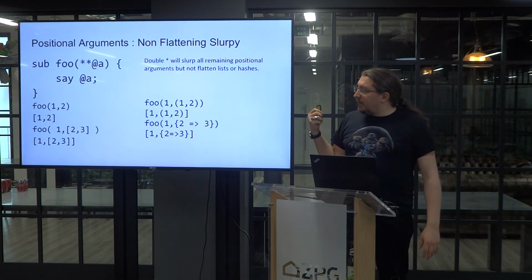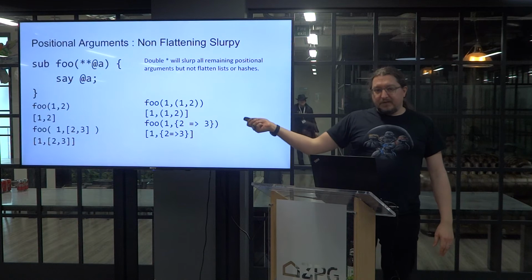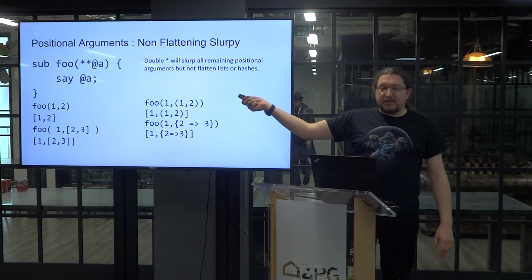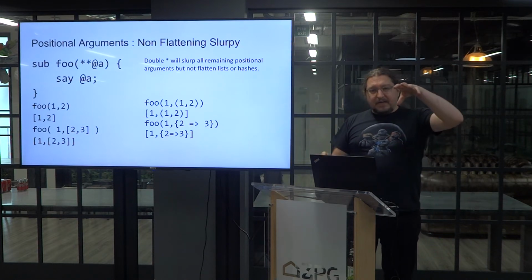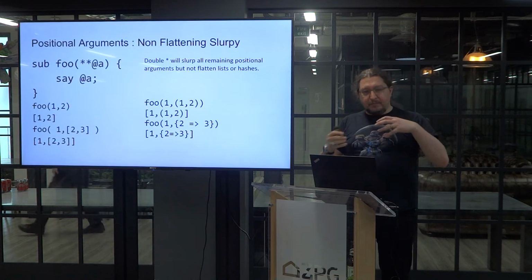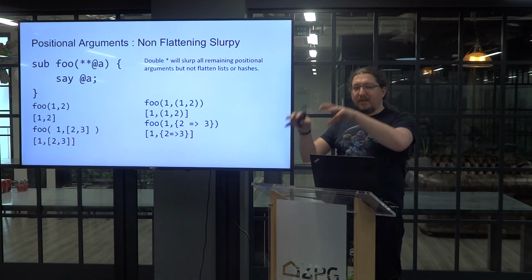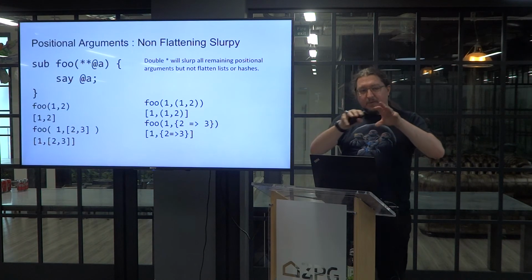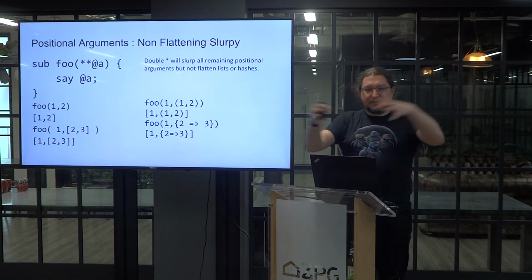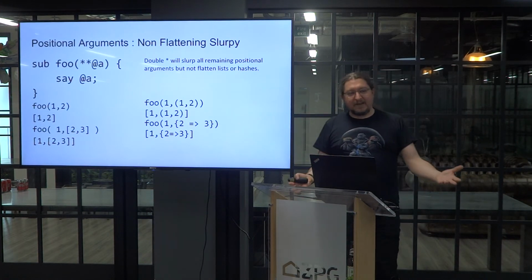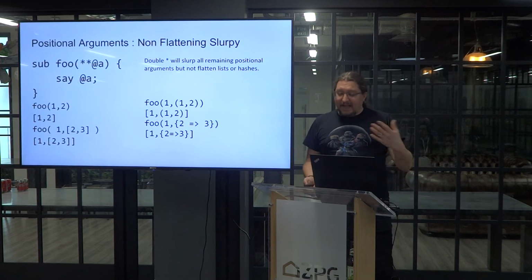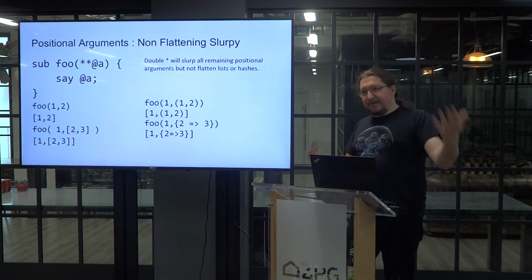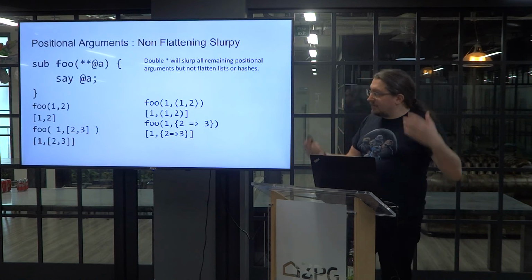If you don't want to flatten your lists, you can use 2 stars, and then it slurps all of the arguments in, but if you pass in, for instance, 3 lists, then your @ array will have 3 lists in it. It won't have one list all flattened together. So again, that could be kind of useful. You don't have to deal with references to arrays, just pass arrays in.